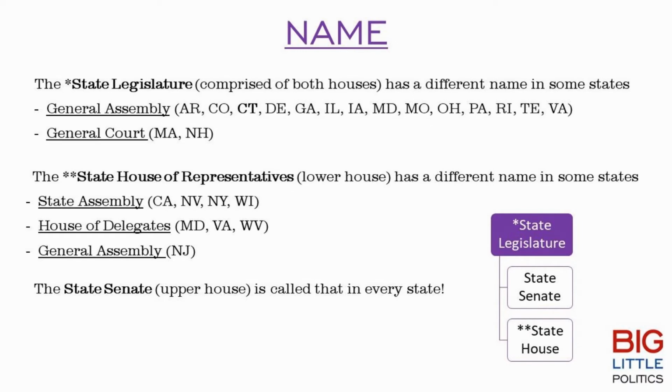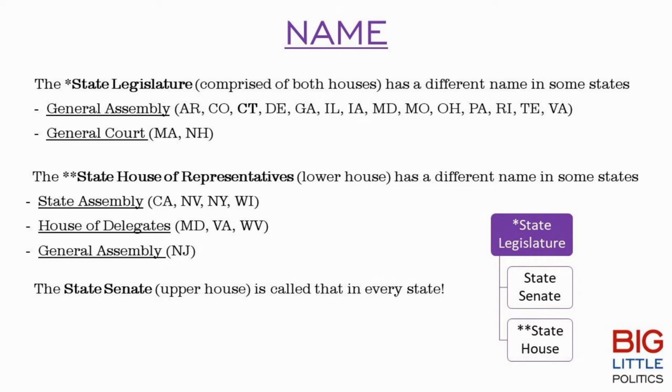Now, the state legislature is the general name for what this body is, but in most states, they actually will just call it a state legislature. They'll say things like the Minnesota State Legislature. That is just the name of it. In some states, including Connecticut, where I am, we call it a General Assembly. So the body that is comprised of both houses is generally called the General Assembly. The Connecticut General Assembly is what we call it. And in Massachusetts and New Hampshire, they call that the General Court.